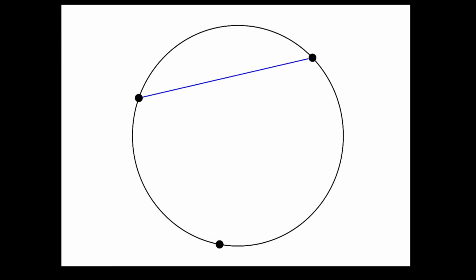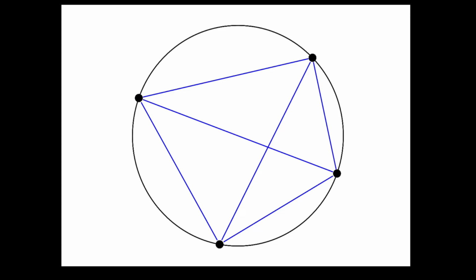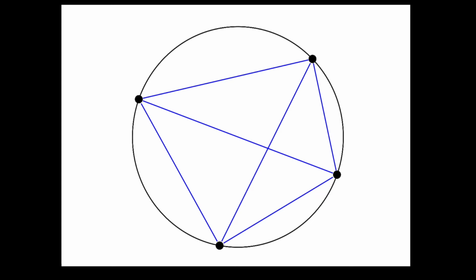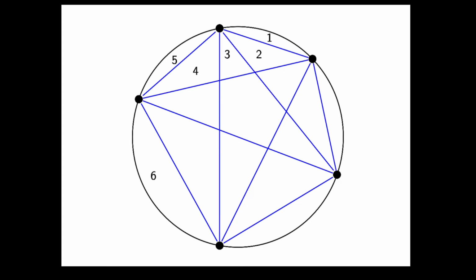Adding a third point and drawing the lines between this point and the other 2 points divides the circle into 4 distinct regions, so the second number in our sequence is 4. We continue by adding a 4th point to the edge of the circle and drawing lines to the first 3 points. And now we see that there are 8 distinct regions. Add a 5th point to the circle and draw lines to the first 4 points. And now there are 16 distinct regions.